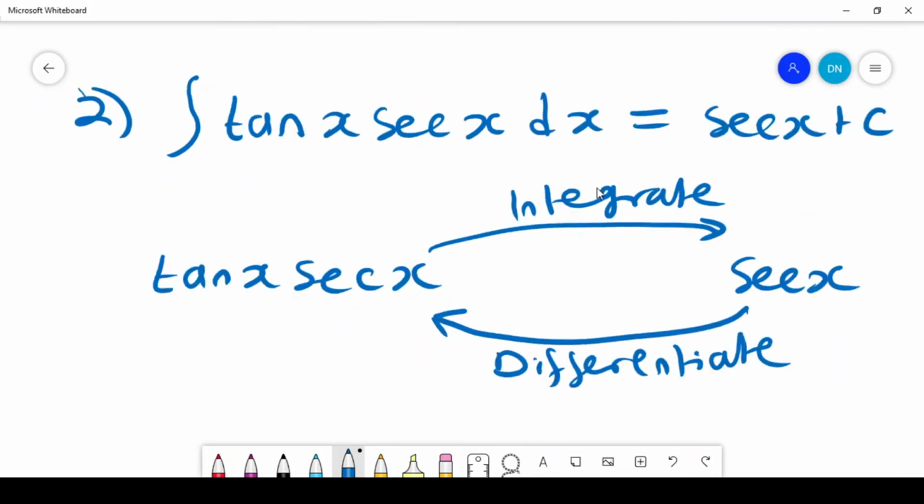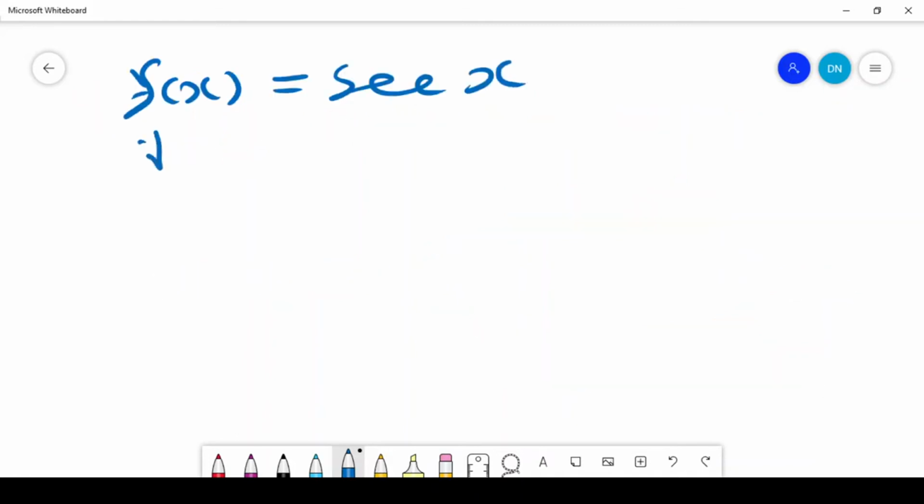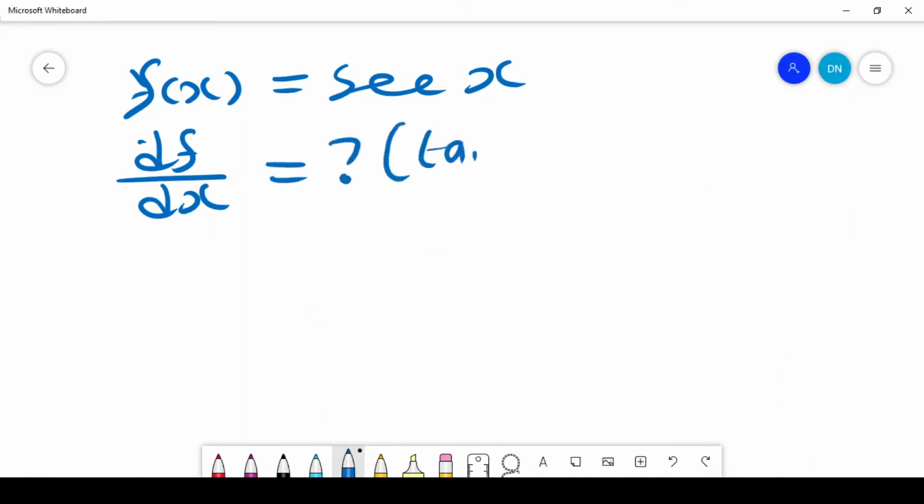We want to look at the relationship. For number 2, we want to look at the relationship between tan x times sec x and sec x. So if we integrate tan x times sec x, we get sec x. And if we differentiate sec x, we get tan x sec x. So we can say then df dx will be equal to what? We expect the answer to be tan x sec x.